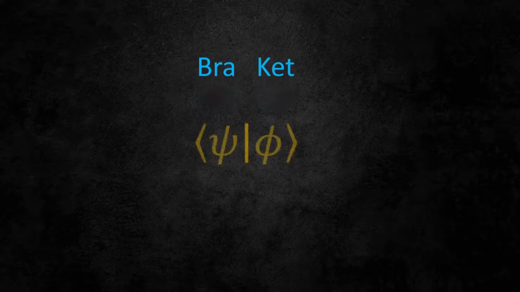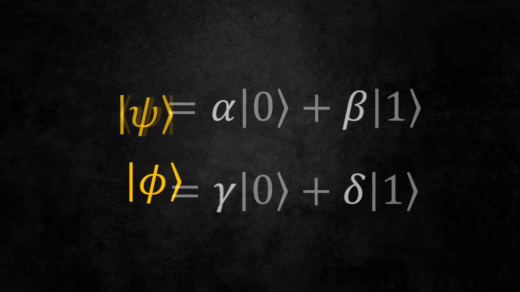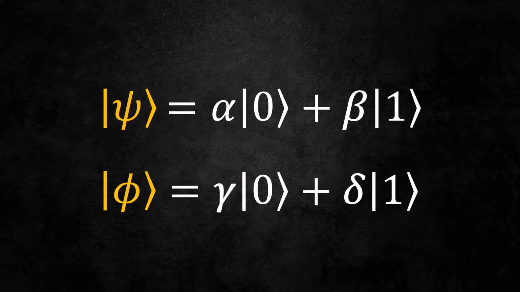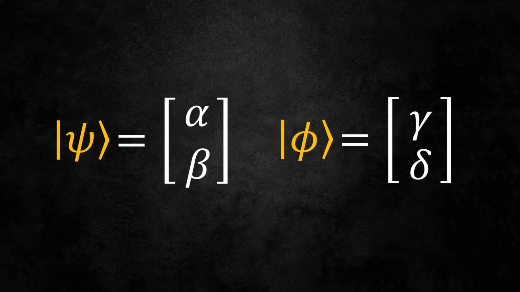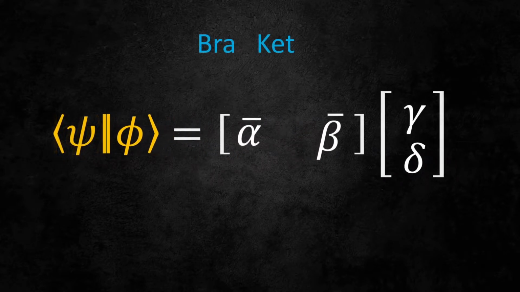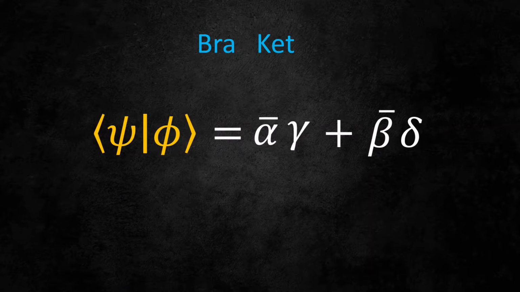Now, it is time for the motivation for bra-ket notation. What happens when we have a bra and a ket together? We have already seen psi many times, but phi is a new one. Let's use gamma and delta for its coefficients. Like before, a bra and a ket together are easy to understand using matrix notation. Since bra is a row vector and ket is a column vector, the result of a bra and a ket together is just a complex number.